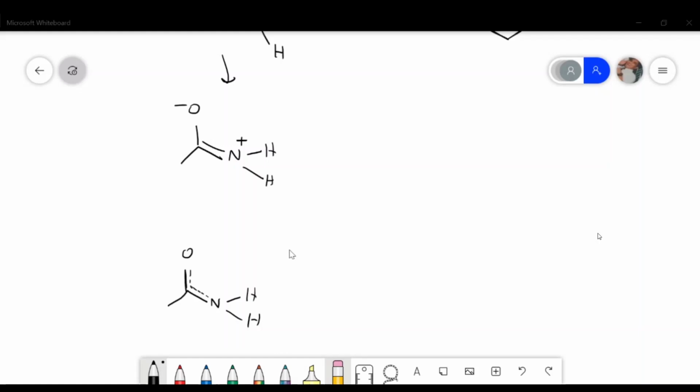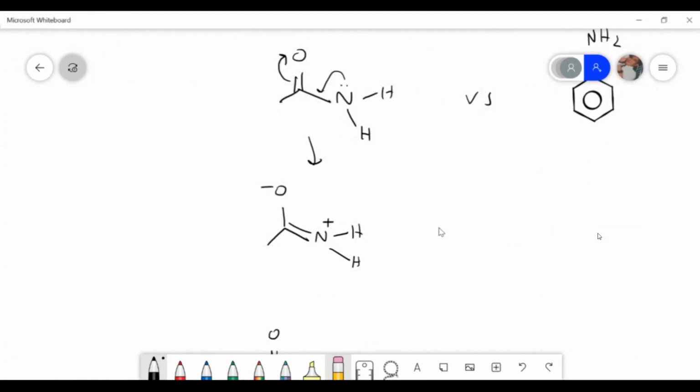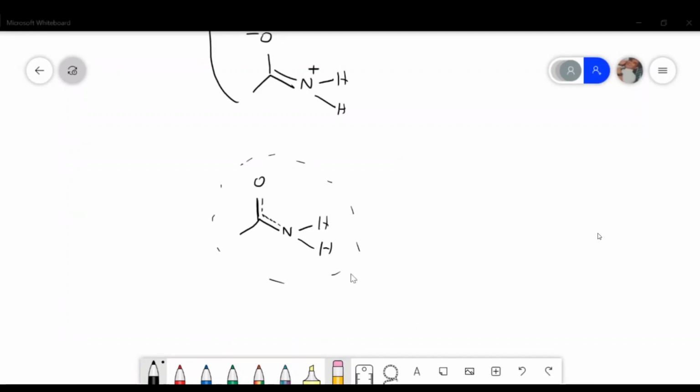These two structures don't actually exist. What exists in real life is a hybrid of those two structures, which is something like this. So this is what an amide will actually look like if you wanted to look at electron clouds. So always draw your molecule and think about why the delocalization will be better in certain cases compared to others, for why something is more basic or less basic.